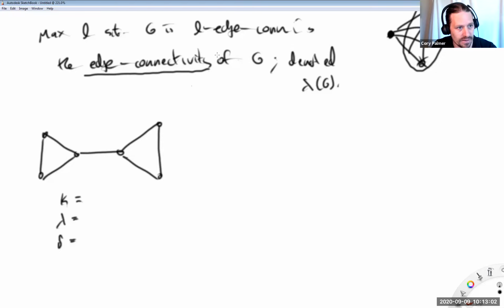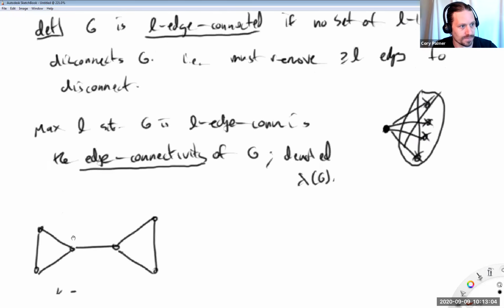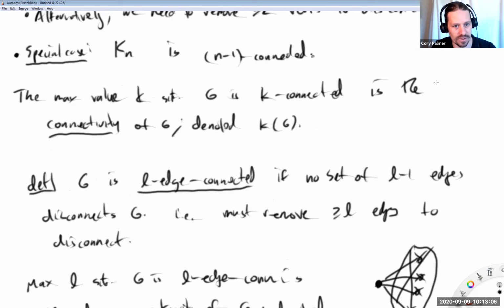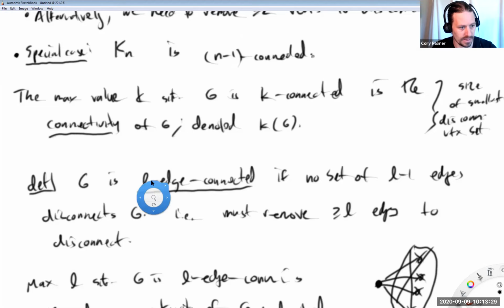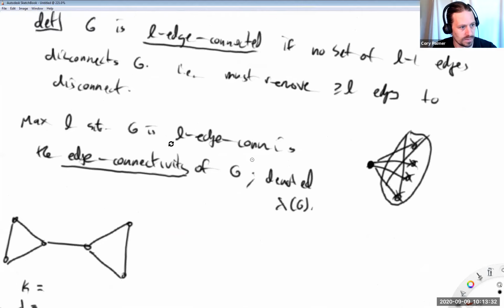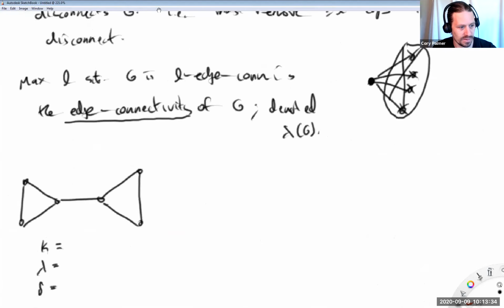So the connectivity, maybe highlight this real quick. This value here, the connectivity, this is the size of the smallest disconnecting vertex set. According to the alternate definition, that would be the smallest set you can find that disconnects it, nothing smaller disconnects it. So this would be the largest K for which it's K connected. It's kind of fun when that happens, but okay.